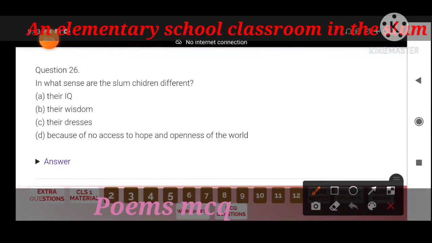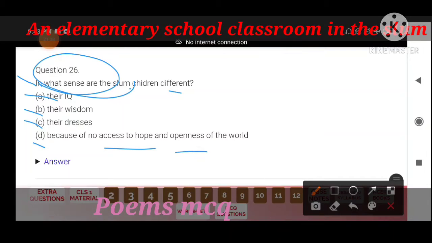In what sense are the slum children different? Their IQ, their wisdom, their dresses, or because of access to hope and openness of the world. So answer is this one. This one is different.